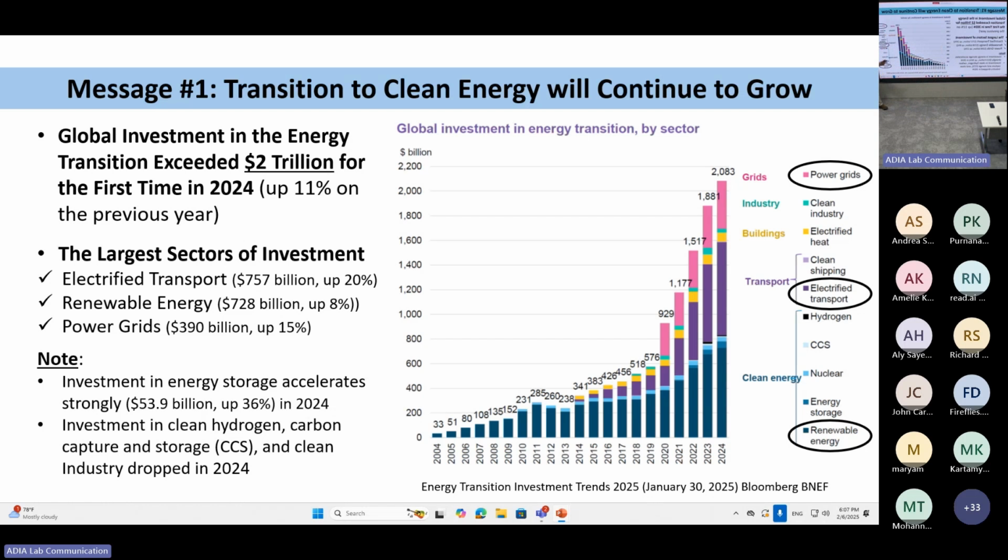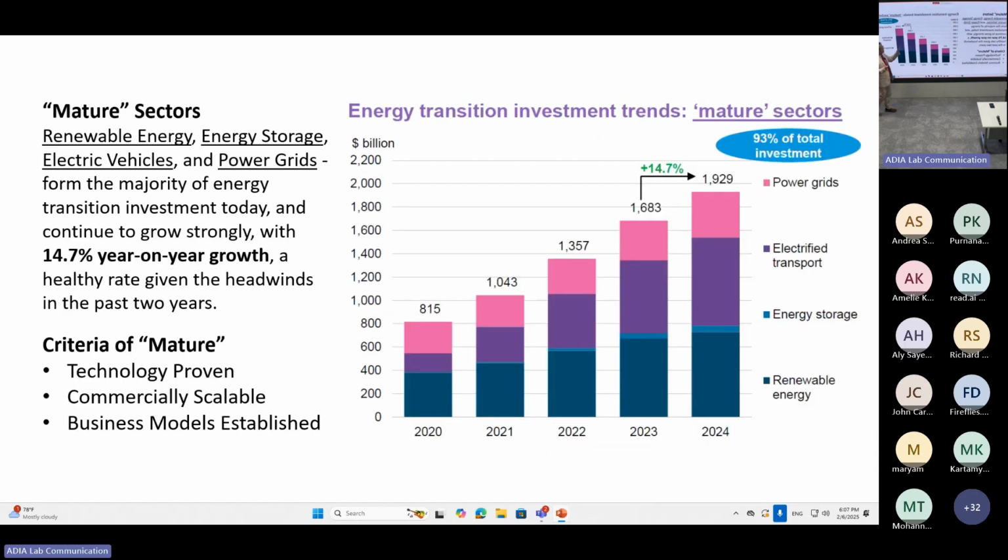The first, very simple message I want to pass to everyone is that transition to clean energy will continue, and is continuing, to grow. I think that's consistent with Professor Farmer's prediction. Next one. The four so-called mature sectors. What does mature mean? The technologies are proven, commercially scalable, and business models are very well established. Those four mature sectors, renewable energy, storage, EVs, and power grids, represent the largest share, 93% of total investment. Another important number is that they have about 15% year-on-year growth. Considering the problems in the global economy over the past few years, it's really pretty good, healthy growth.